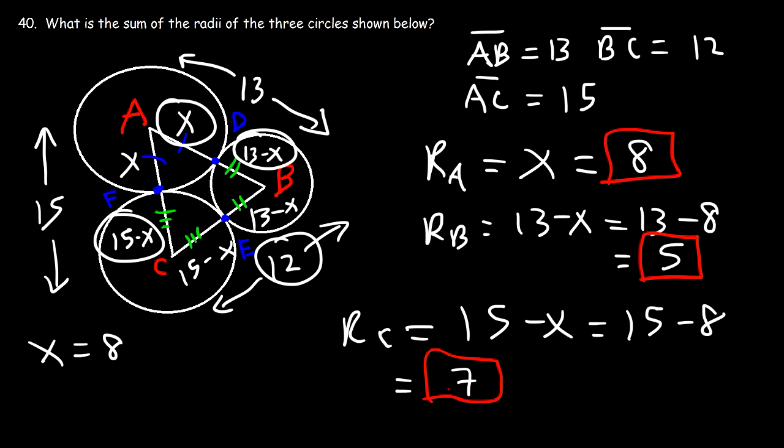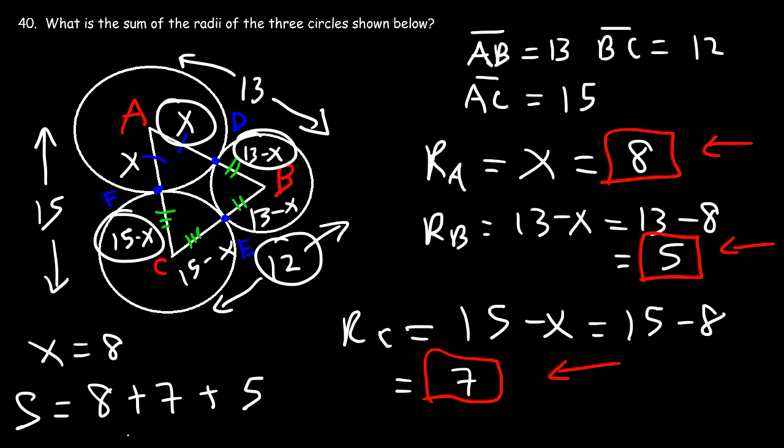So now we have the radius of all three circles. To calculate the sum, it's going to be 8 plus 7 plus 5. Now 8 plus 7 is 15. 15 plus 5 is 20. So the sum of the radii of all the circles is 20 units.